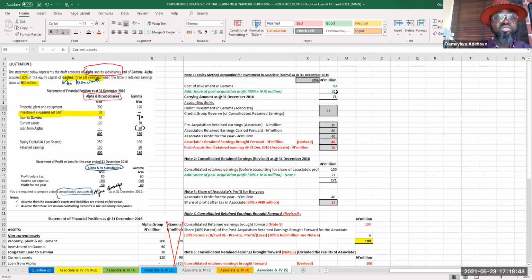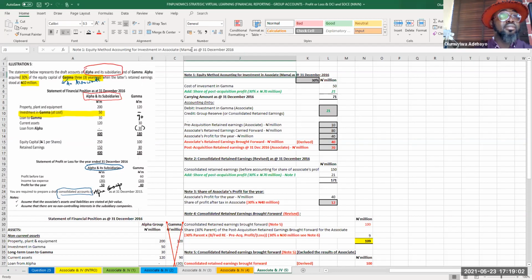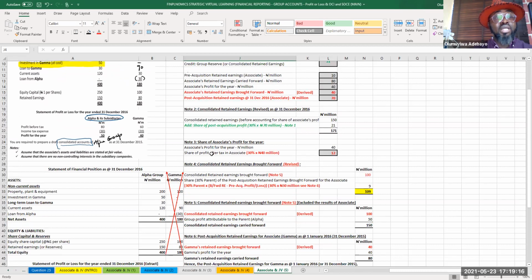Now, the equity method is what we've done here with relevant information and how we are able to carry out necessary adjustments. And we had about 5 notes or 6. Note 1 deals with accounting for equity interest in the associates. The associate in this case is Gamma. Let me correct that. And after that, we also look at the notes that assisted us to determine the consolidated retained earnings as at the end of the year. We also look at the note that allows us to determine the share of associate profit for the year.